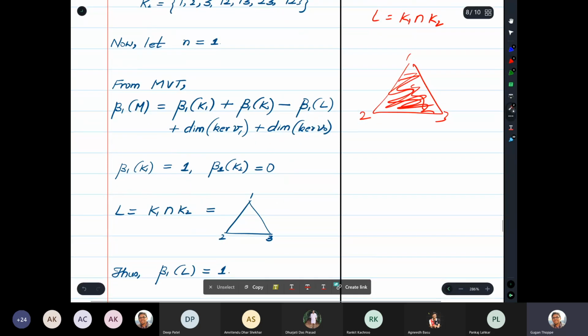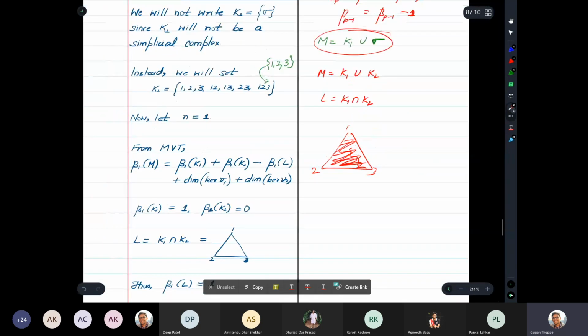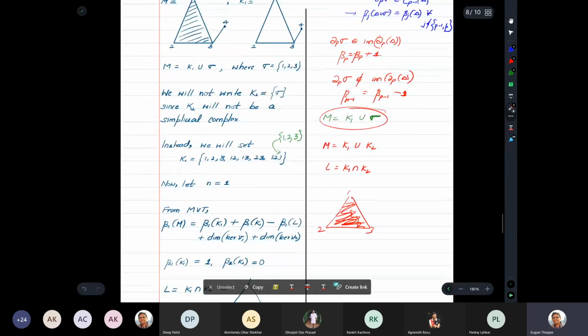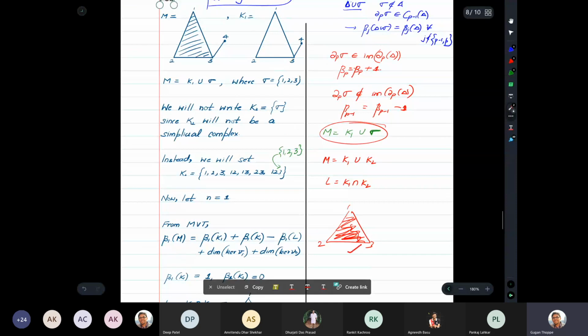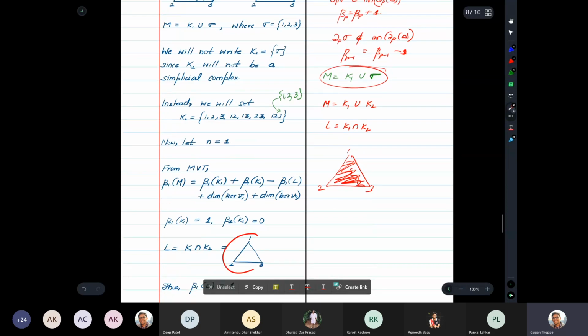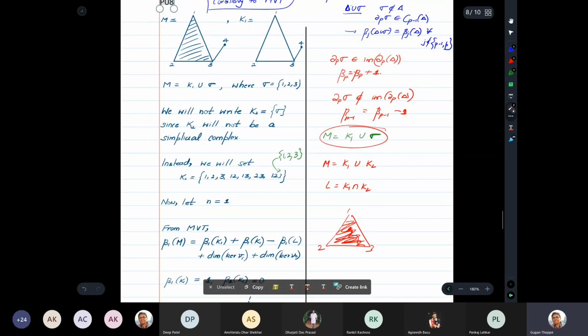So now let's look at the intersection of K1 and K2. So this is K1 over here. This is K2, right? So I hope you agree that K1 intersection K2 will be something like this. It will have these 3 boundary vertices. It will have these 3 edges, but there will be no triangle because this triangle is not present over here.